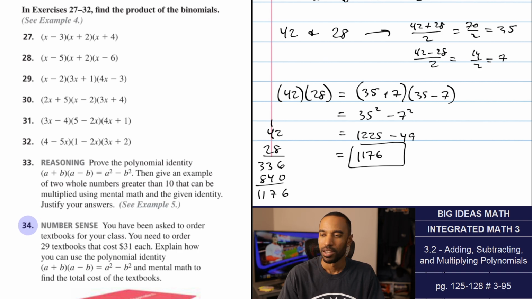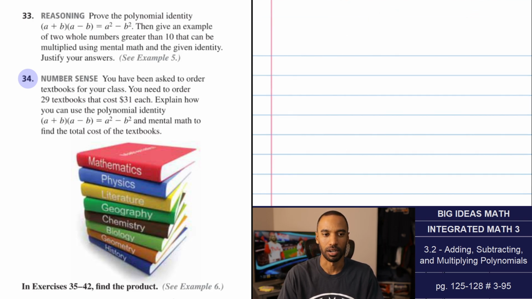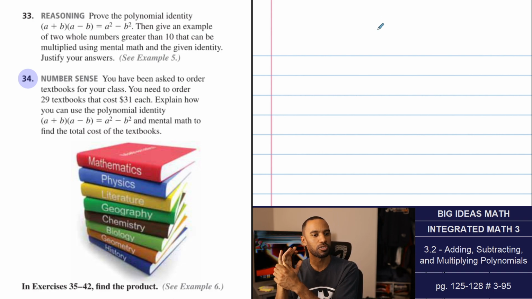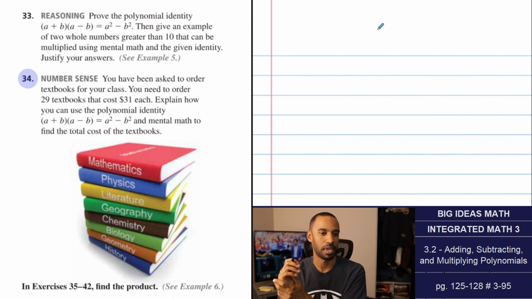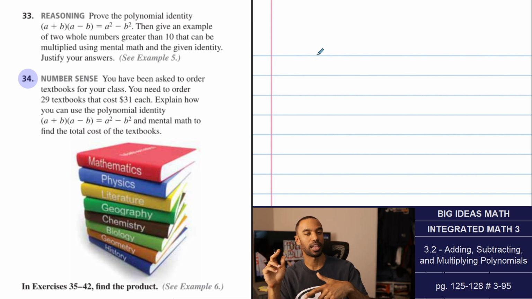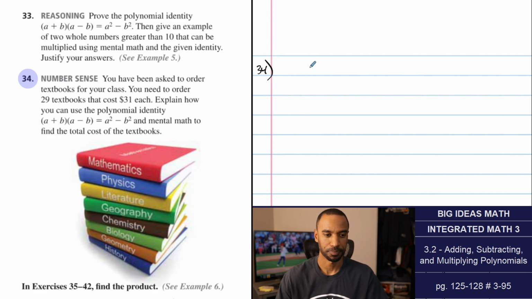Nobody is. Number 34 on number sense, however, might ask us to do some stuff. You have been asked to order textbooks for your class. You need to order 29 textbooks that cost $31 each. Explain how you can use the polynomial identity, a plus b times a minus b equals a squared minus b squared, in mental math to find the total cost of textbooks. Oh, they said mental math for this last one. So this time I'm going to do it mentally. Let's see if we can do this. So number 34. First of all, how you can use it to work it out. The idea is we're going to do 29 textbooks times $31 per textbook.